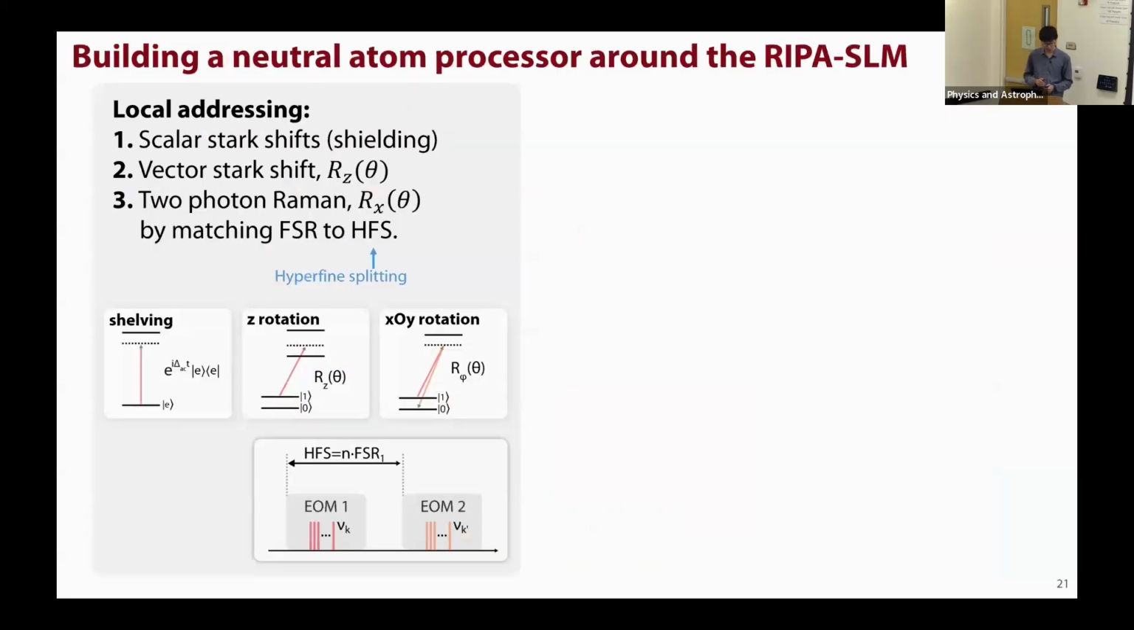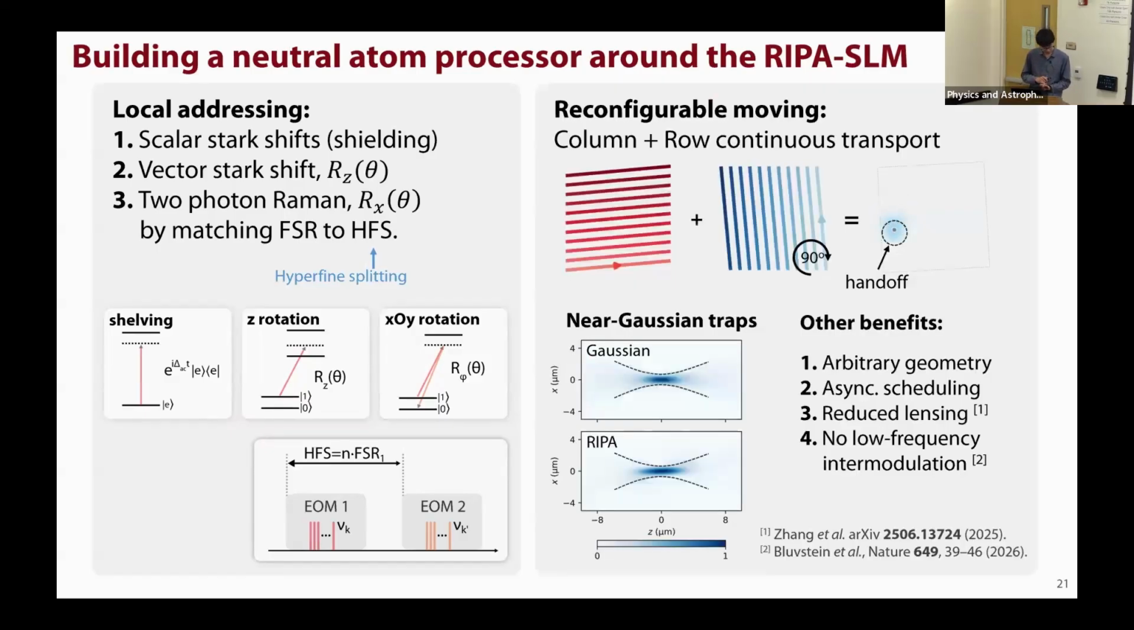Finally, I want to discuss how to build a neutral atom quantum processor around the RIPA-SLM. The RIPA-SLM provides scalable control of neutral atom processors. It supports local addressing of a selected set of atom qubits for single qubit rotations through dispersive light shifts or Raman transitions. It can also generate reconfigurable moving tweezers for coherent atom transport. These Gaussian-like moving tweezers move continuously along the grid lines and can hand off their atoms at their intersections and perform arbitrary atom routing with asynchronous scheduling for all of them.